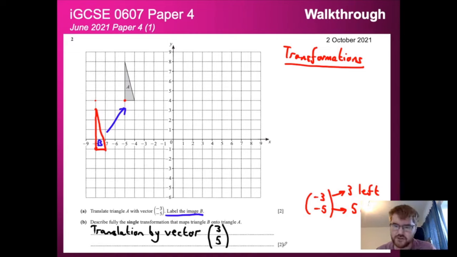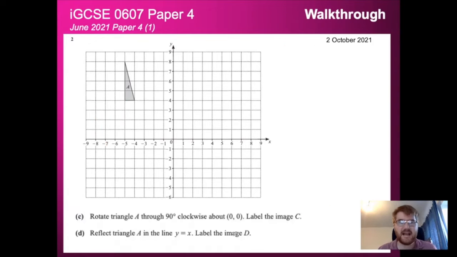Notice it's a 2-mark question, so 2 pieces of information, 1 for translation and 1 for the correct vector. Okay, and on to question C, which is always difficult to do on a computer, but this actually is one of the easier kind of rotations to do. So you want to rotate triangle A through 90 degrees clockwise. So remember, clockwise is in this direction, about 0, 0. So we're going to rotate around this point.